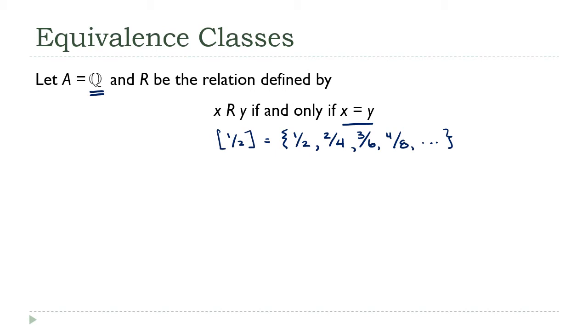Now let's try one more. How about if I did this with 4? Well, obviously 4 is equal to itself, but 8/2 is equal to 4. 12/3 is equal to 4. 16/4 is equal to 4, and so on. Again, it's not just the original number. There are lots of rational numbers that are equivalent to this one.